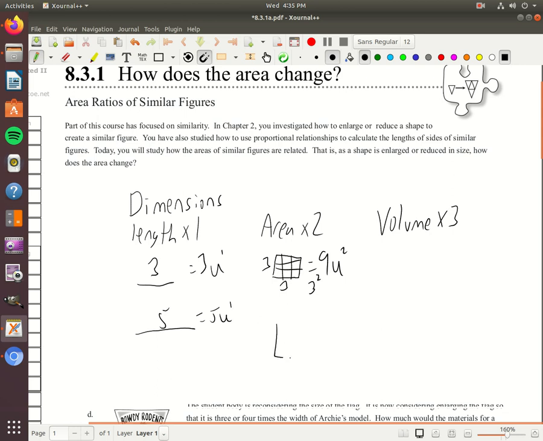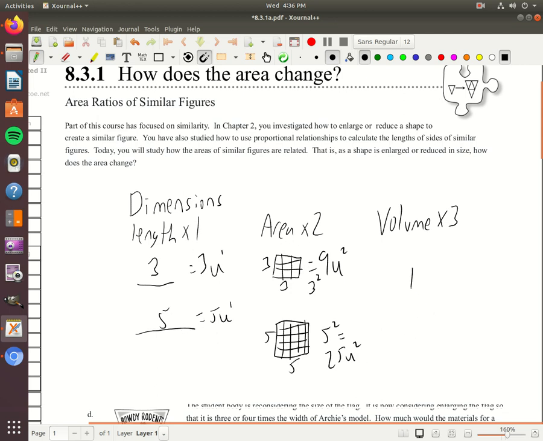So likewise, this is going to be 2, 3, 4, 5, 2, 3, 4, 5. Same thing. We're going to get 5 to the second power, which is going to be 25 units squared. Again, simply by going to area from length.